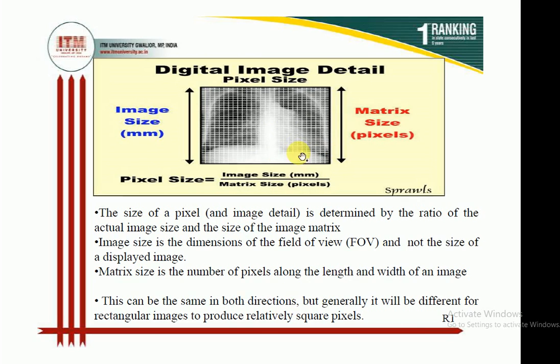Digital image means how to predict or estimate the size of a certain thing. The pixel size can be predicted as image size upon matrix size. Matrix size means the pixels in the row and the pixels in the column, which we have to multiply, and image size is the complete size of that particular area from which you have to calculate the pixel size.